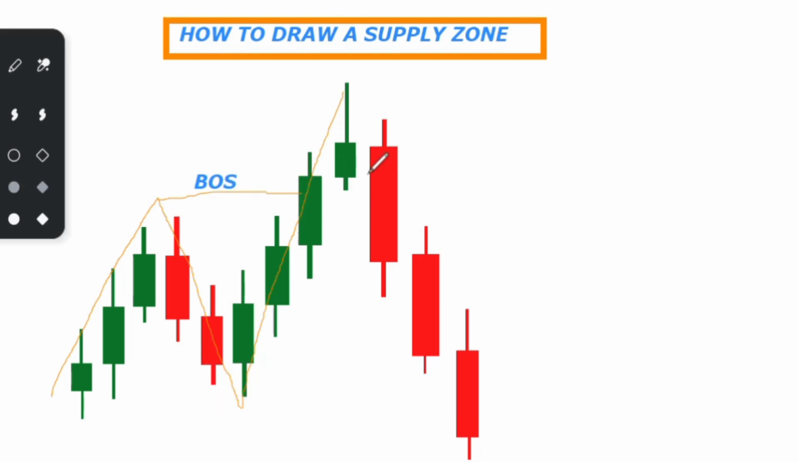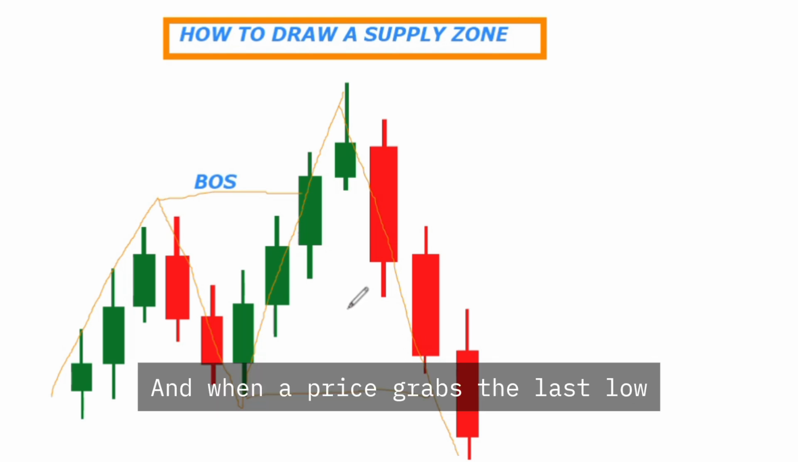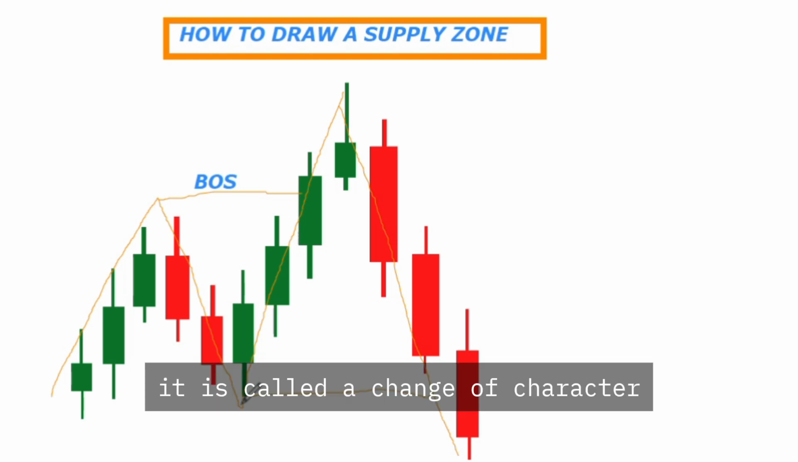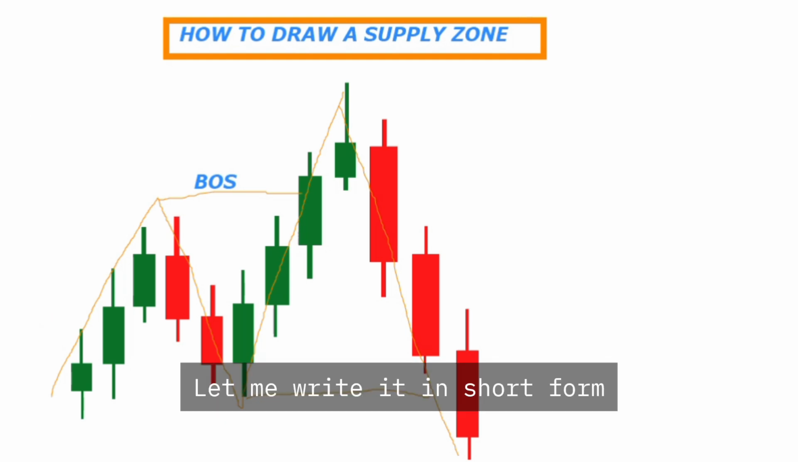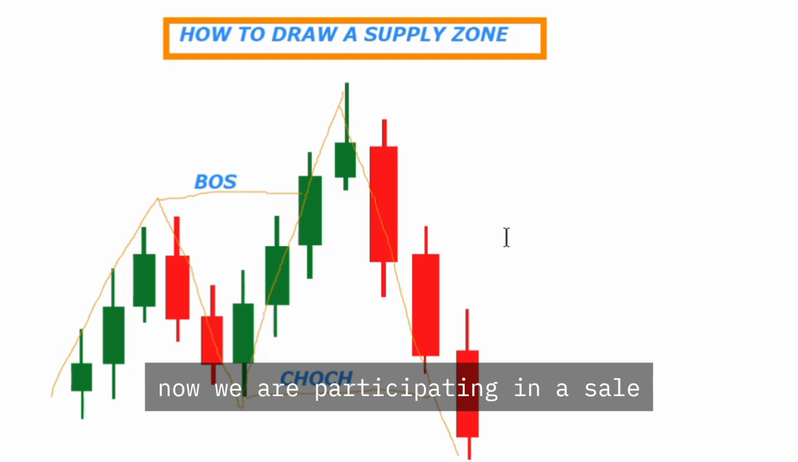Then all of a sudden, price came down, grabbing this low. And when price grabs the last low, it is called a change of character. Let me write it in short form. Change of character. So now we are participating in a sell.